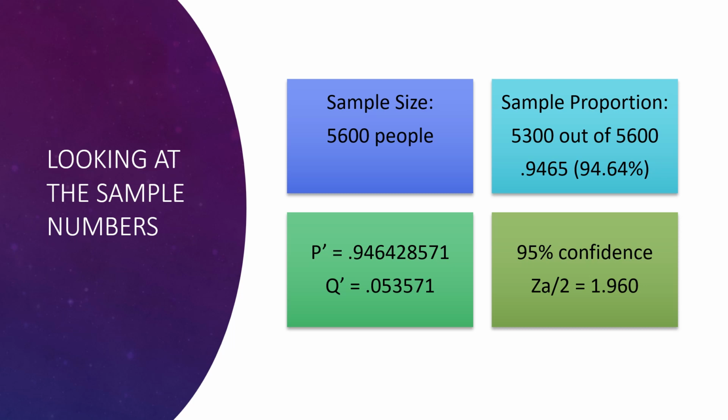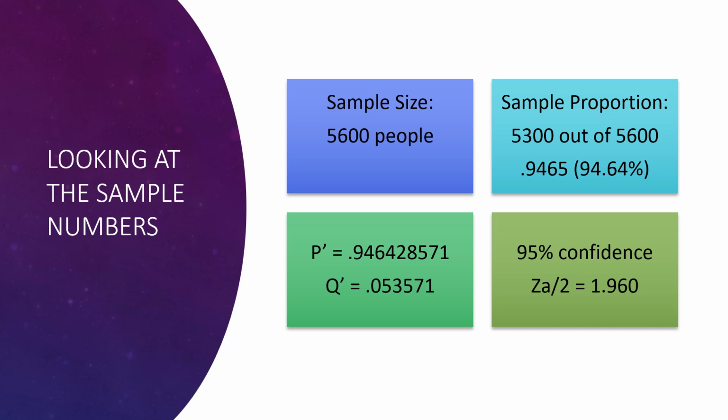Now we're going to look at P prime and Q prime. We're going to put those back in decimal form because it's a lot easier to deal with in the calculations. P prime is our sample proportion, which we just figured out, which is 0.96428571. And Q prime is 1 minus P prime, which is 0.053571.